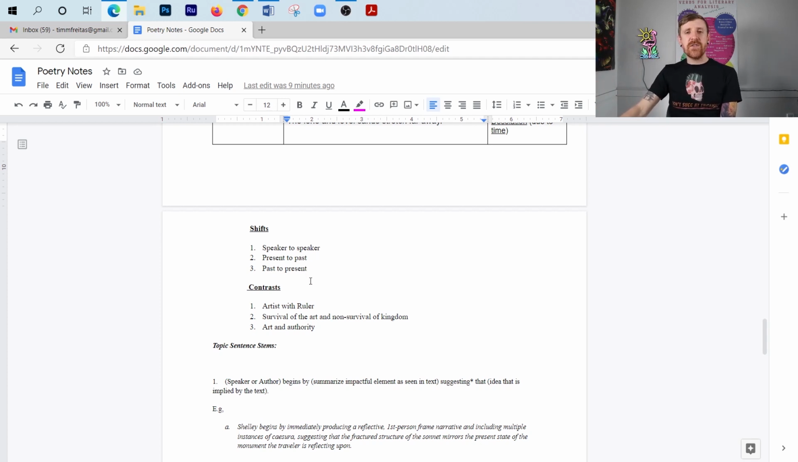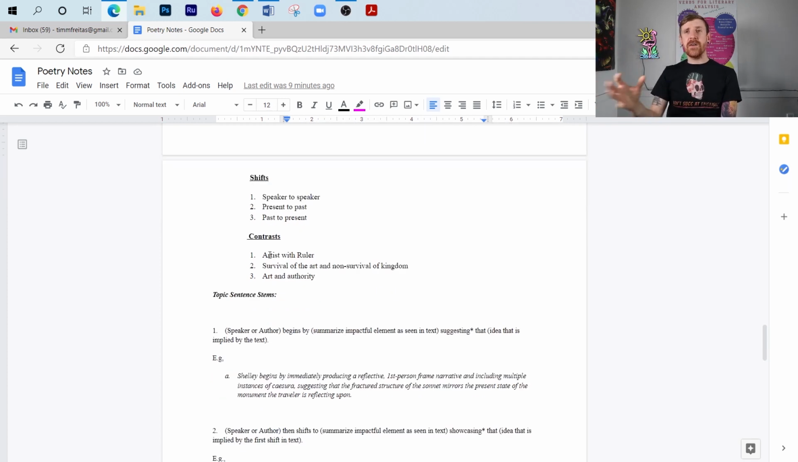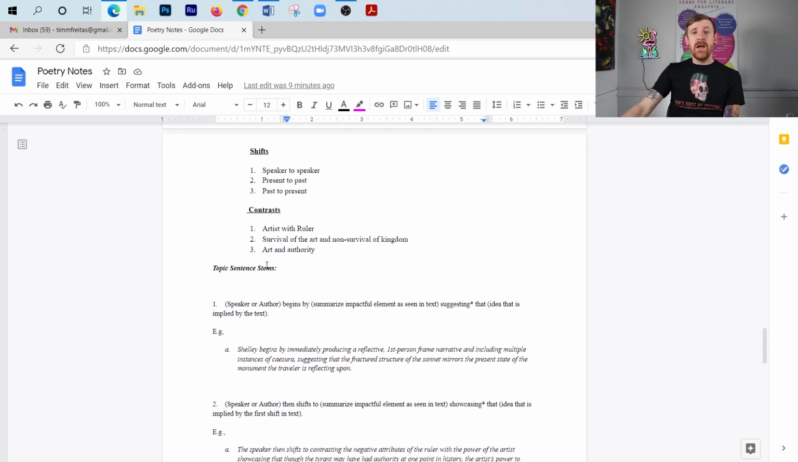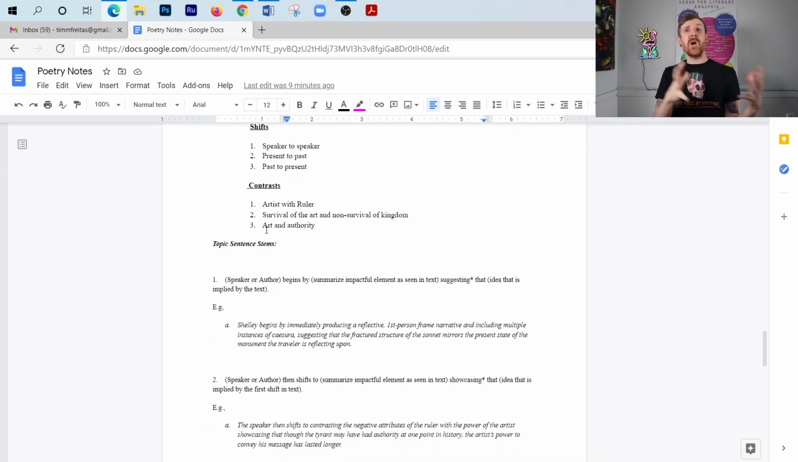And then we've got contrasts. We see the contrast of the artist and the ruler. We see the contrast of the survival of the art with the non-survival of the kingdom. And then we also see the contrast between art and authority, and ultimately their ability to survive over time. Which one lasts, which one doesn't, okay?